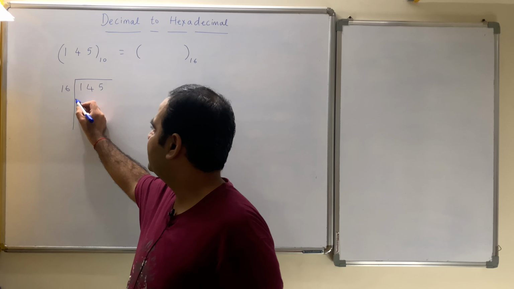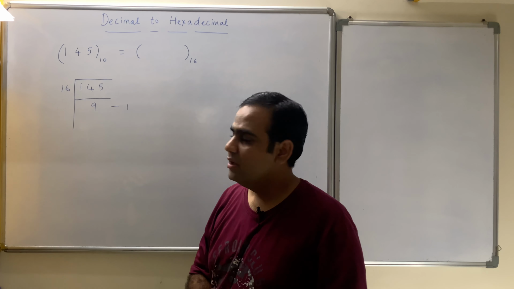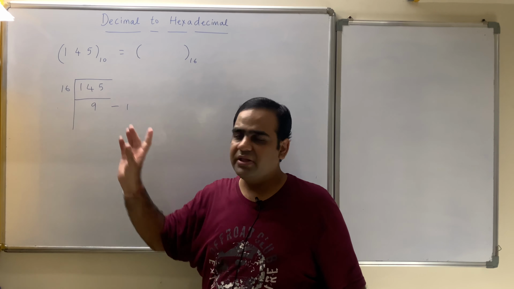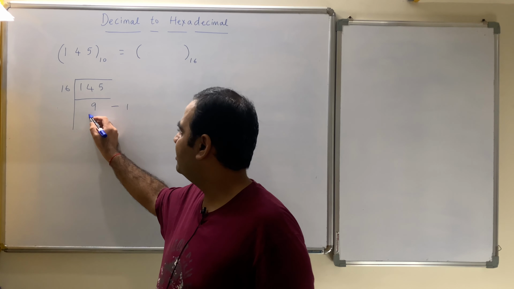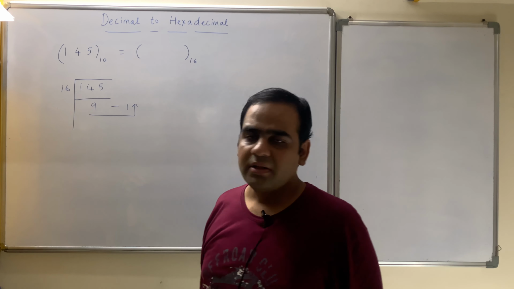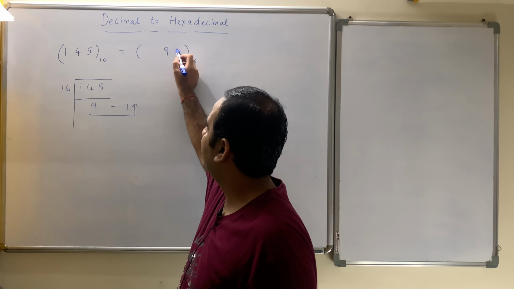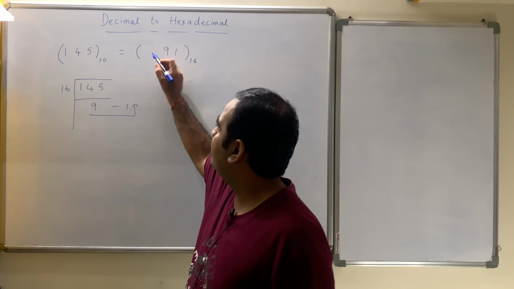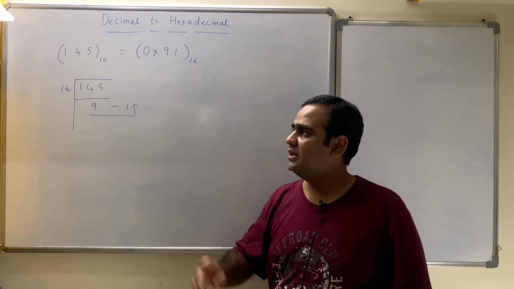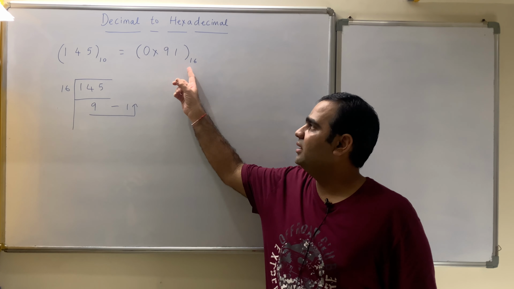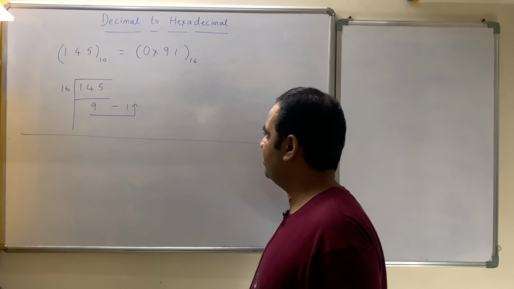We know that 16 9 ja 144. 1 is the remainder. Now we have got the quotient which is less than 16. Therefore we stop here and we write this from bottom to top. Therefore 145 is equal 91 in hexadecimal. But we know that the hexadecimal numbers begin with 0x. Hence we write it as 0x91 in hexadecimal is equal to 145 in decimal.